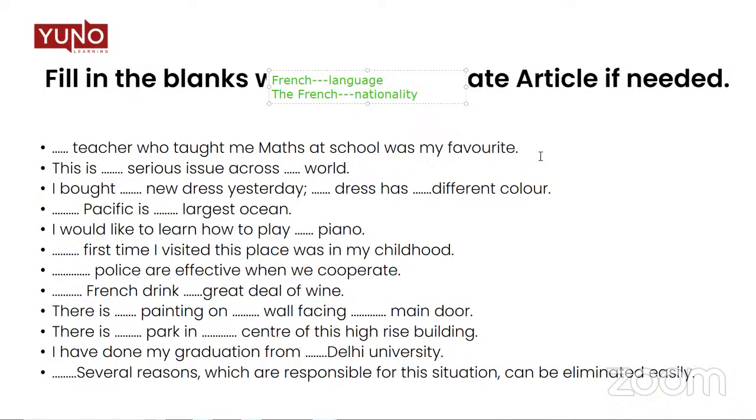There is a park in the center of this high-rise building. Yes, and Kenisha, can you give me the logic? So they have mentioned there is a park. I mean, there is a particular park. That's why it's "a." In the center of the high-rise building, because we know the location where it is. Exactly. You're talking about the park in the center of this high-rise building. So there is a specific building and there is a specific center, the center of this high-rise building.